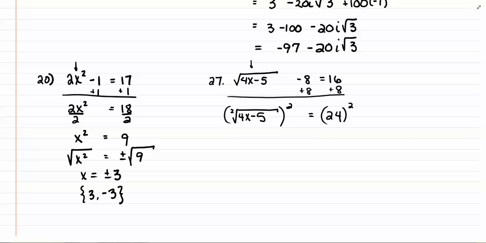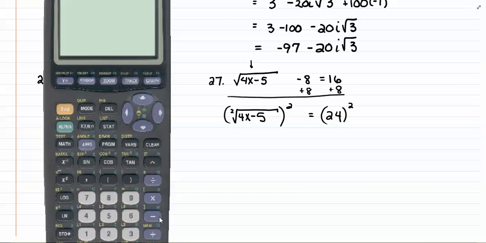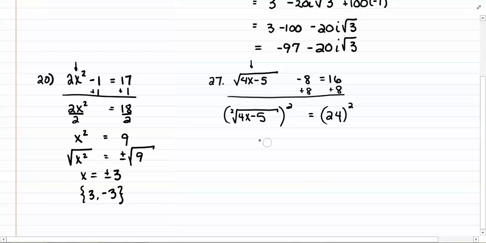And so this is where the calculator will help you save a little bit of time. And you can take the 24 and square it. So let's see, 24 squared. Okay, 576. So I have 4x minus 5 equals 576. Add 5.